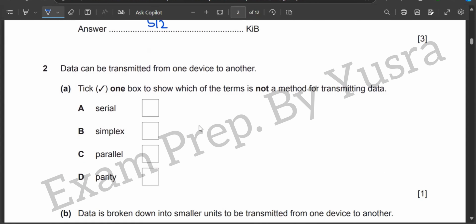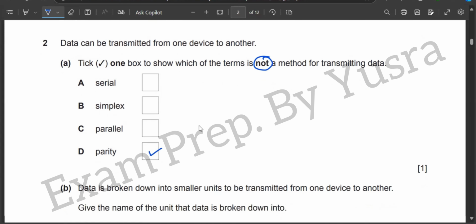Next question says data can be transmitted from one device to another. Tick one box to show which of the terms is not a method for data transmission. Serial is a method for data transmission. Simplex is also a method. Parallel as well. Parity check is not a method for data transmission. It is a method for error checking in data transmission.